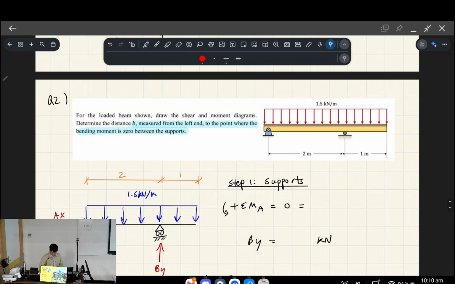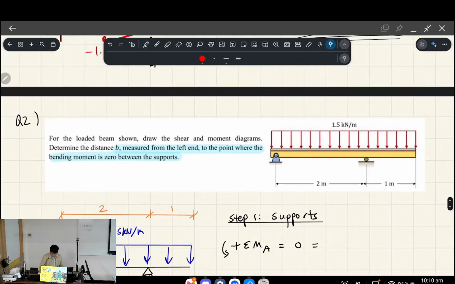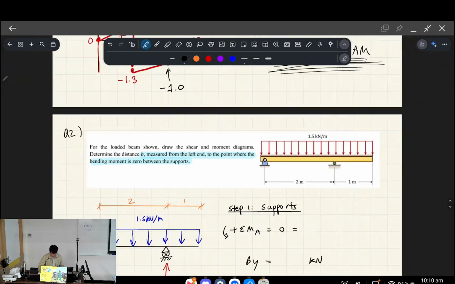Essentially, for the loaded beam shown, draw the shear force and moment diagrams. Determine the distance B measured from the left end to the point where the bending moment is 0 between the supports. When I did the working out for this originally, I realized that I misread the question, so we'll come back to what this means in a second. But we're just interested in drawing the shear force and bending moment diagrams first. Okay, so that's what we'll do.